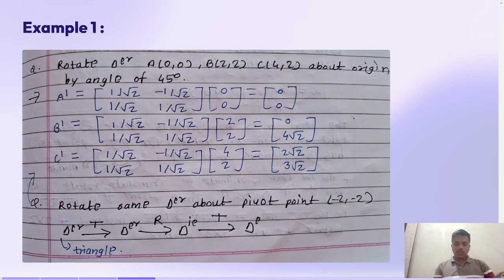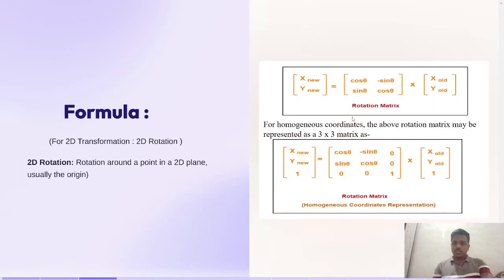So let's discuss our examples. This is an example from my notes. I create my own notes, and there are so many examples. We choose two examples for this 2D rotation. So the first example is: rotate triangle A(0,0), B(2,2), C(4,2) about the origin by an angle of 45 degrees. So we use this rotation matrix formula.